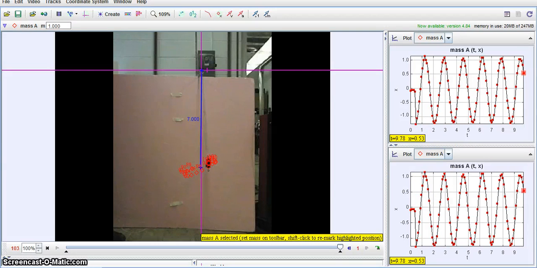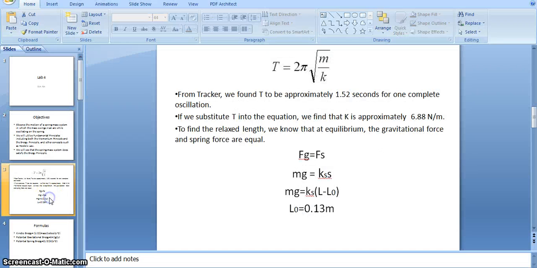So moving on to why this is. The formula that I used was T is equal to 2 pi square root of m over k, where T is the period of one oscillation, m is the mass, and k is the spring constant. From Tracker, we found T to be approximately 1.52 seconds for one complete oscillation. If we substitute T into the equation, we find that k is approximately 6.88 newtons per meter. If we manipulate the formula a bit, we can find that.